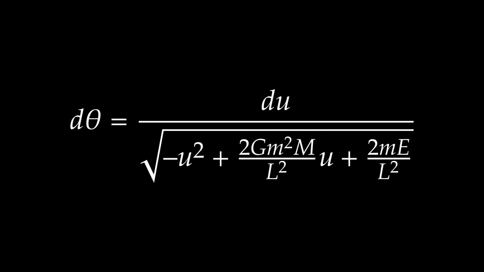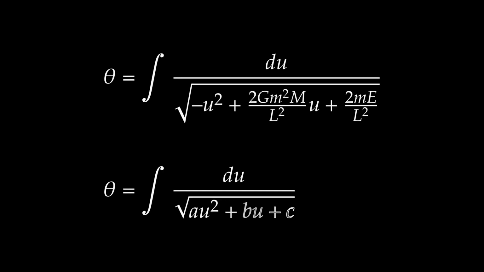If I can integrate the left-hand side, the integral of d theta is in fact theta. And on the right-hand side, I'm performing an integral that's actually quite complicated. Nobody here, I think, knows immediately off the top of their head what that solution should be. But it's of a very pleasing form. What I'm going to do is write it down here as theta equals the integral of du divided by the square root of a quadratic. So I'll write au squared plus bu plus c.